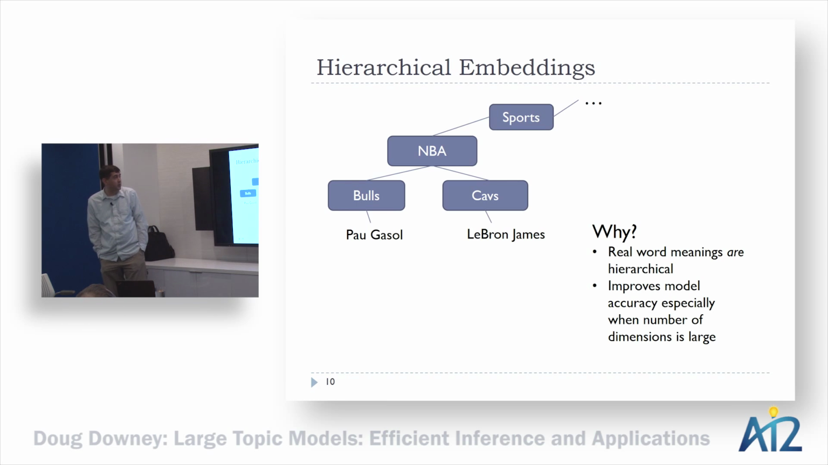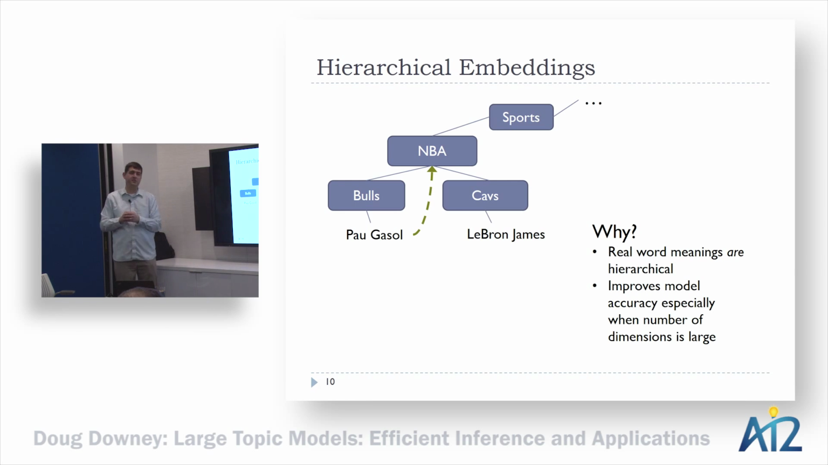There are 2 reasons why you want to do this. One is that this is actually how word meaning tends to work in the real world. Words do have these sort of subsumption properties. This also improves model accuracy. When we have enough information, for somebody like LeBron James, who's very famous, we can model him at a very high level of granularity. Someone like Pau Gasol, who is a little bit less famous, maybe we don't have enough data.